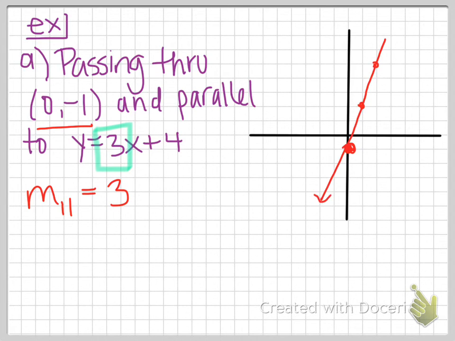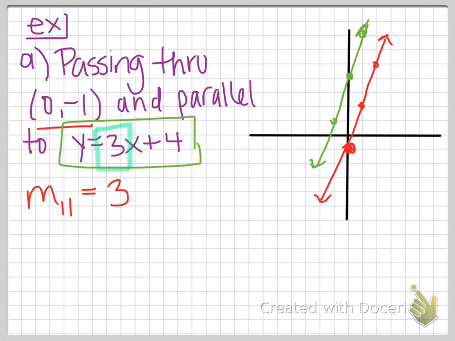Now, nowhere in the directions does it say you have to graph the original line. I always think it's a good idea to do that so you can compare the two and make sure they are indeed parallel. So now I'm going to graph the original line. I'm going to go up 1, 2, 3, 4 to my y-intercept, and I'm going to use my slope of 3. So I'm going to go up 1, 2, 3 over 1, and I'm going to go down 1, 2, 3 and left 1.